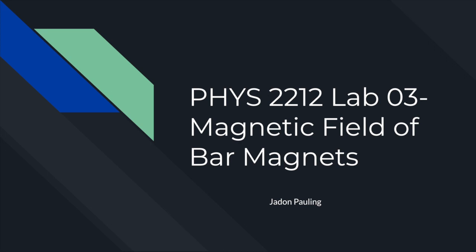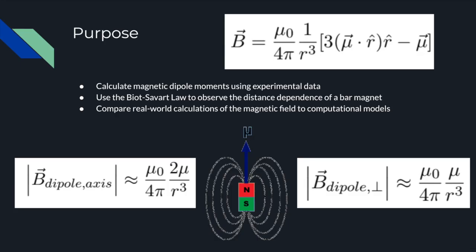Hi, my name is Jaden Pauling, and this is the Physics 2212 Lab 3, Magnetic Fields of Bar Magnets. The purposes of this lab are to calculate magnetic dipole moments using experimental data, use the Biot-Savart law to observe the distance dependence of a bar magnet, and to compare real-world calculations of the magnetic field to computational models.